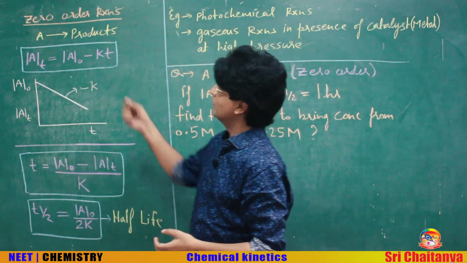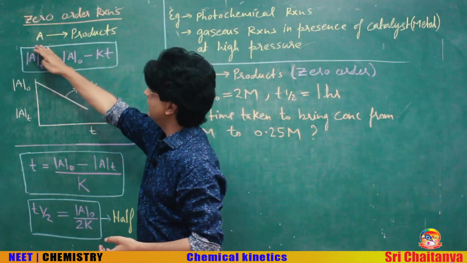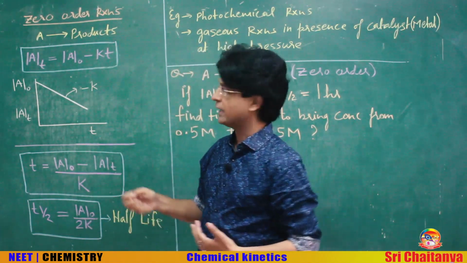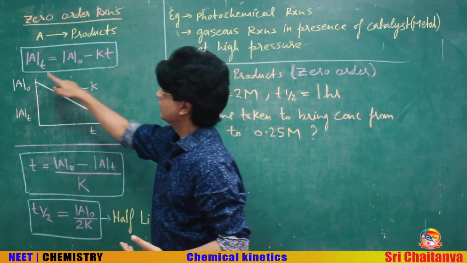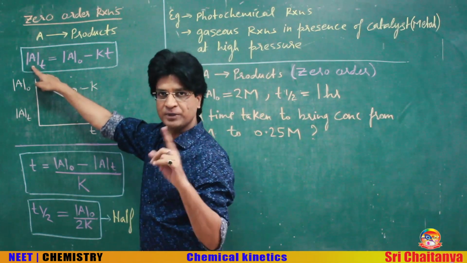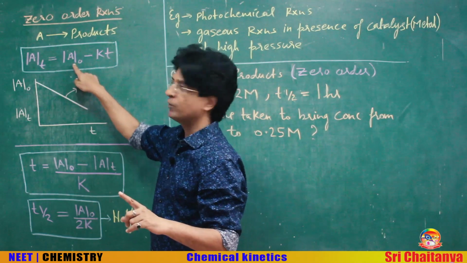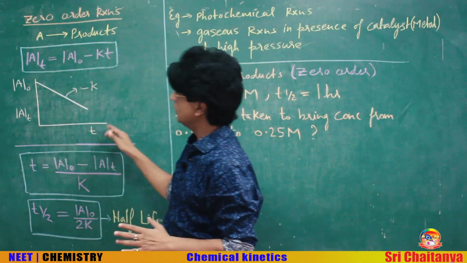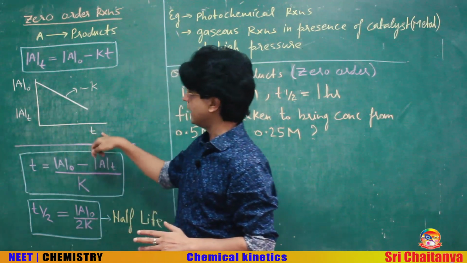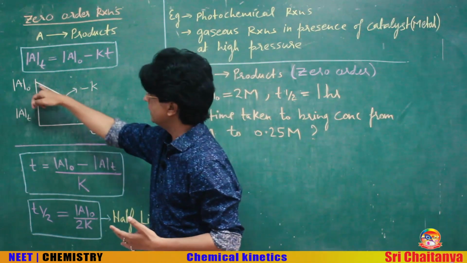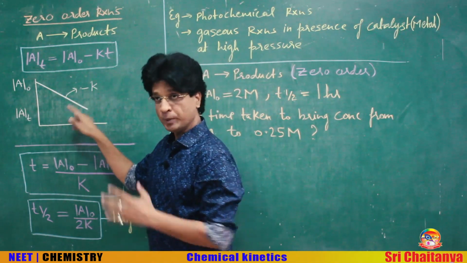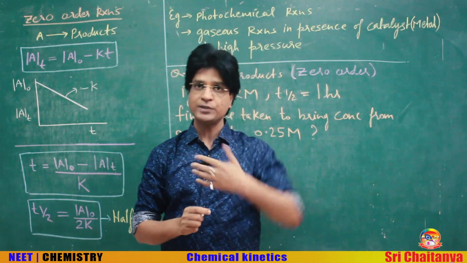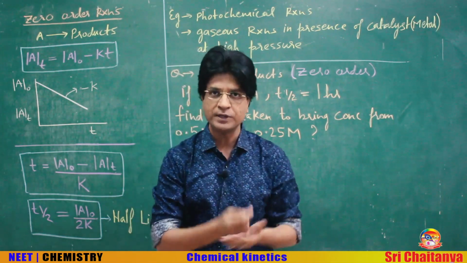Now see, for a zero order reaction, say for example A giving you products, and I'm assuming that this is a zero order reaction, then this is the equation: the amount of A left after some time t equals the initial amount A naught minus kt. When you plot this graph with At on the y-axis and time on the x-axis, you will get a negative slope. So remember this graph. Sometimes in kinetics, graphs are very important. They can ask you questions on graphs directly.